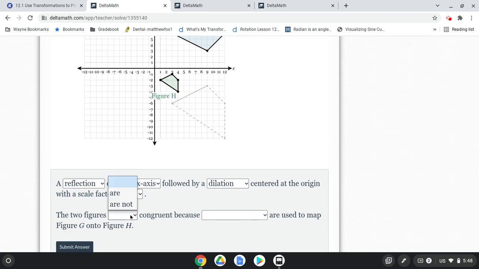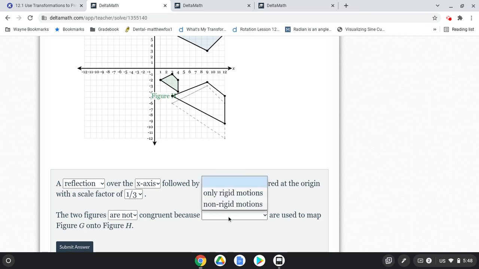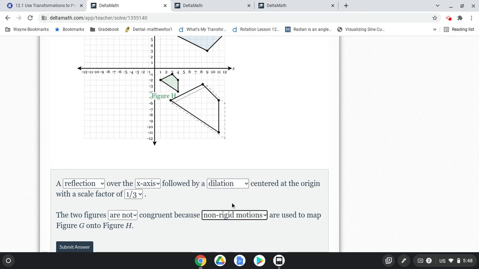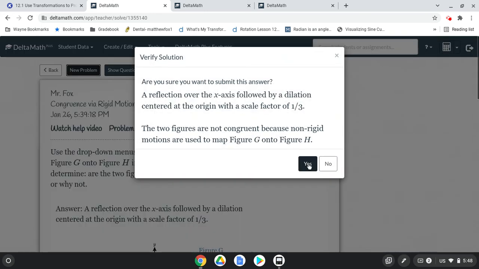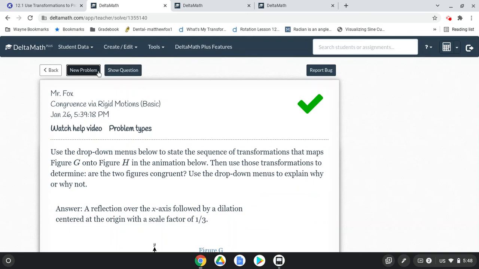Okay. Now, the two figures are not congruent because non-rigid motions are used. As you can see, rigid means it stays the same size. Non-rigid motions were used here. Okay, so we submit that, and we got it right.